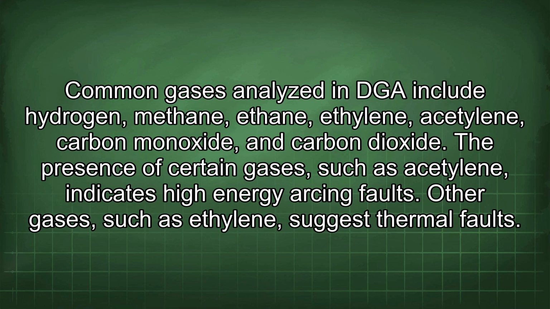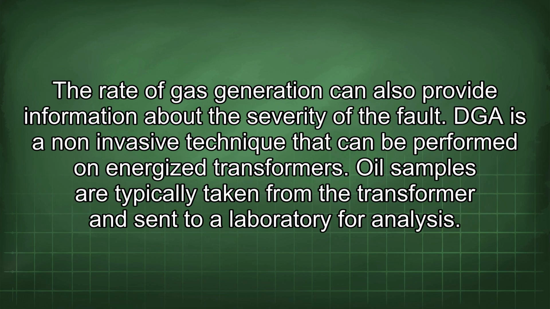The presence of certain gases, such as acetylene, indicates high-energy arcing faults. Other gases, such as ethylene, suggest thermal faults. The rate of gas generation can also provide information about the severity of the fault. DGA is a non-invasive technique that can be performed on energized transformers. Oil samples are typically taken from the transformer and sent to a laboratory for analysis.